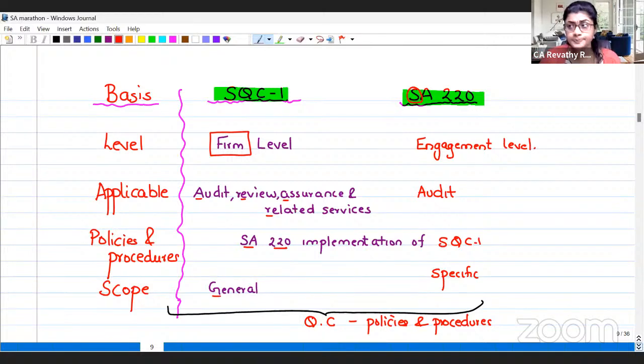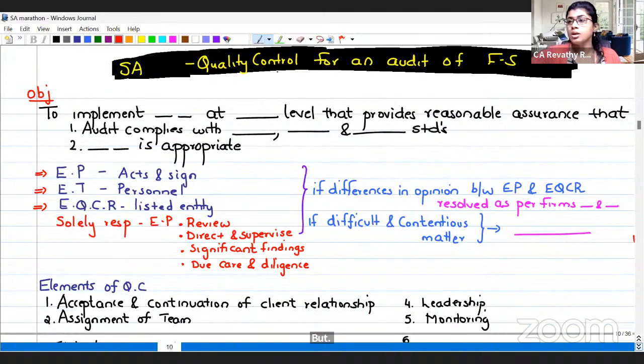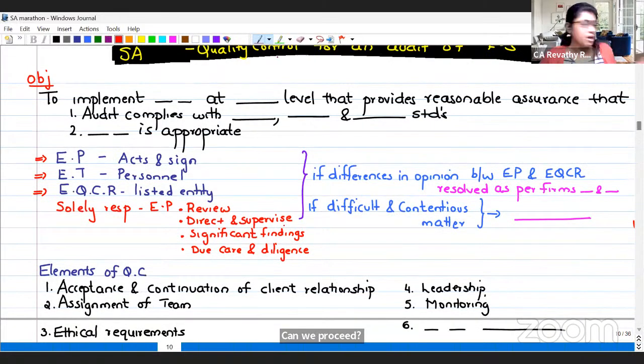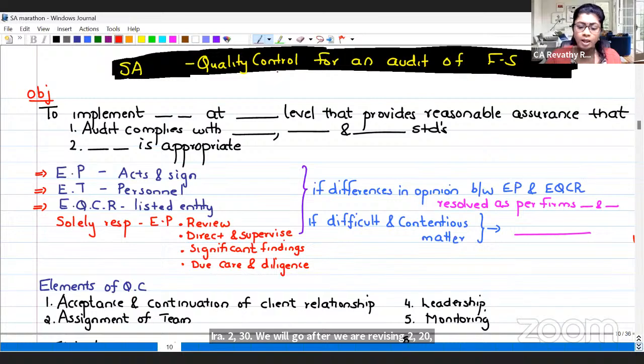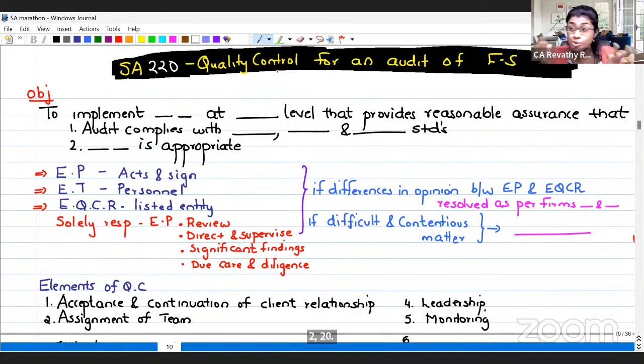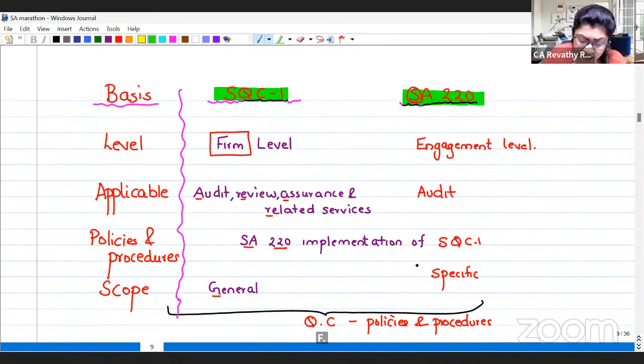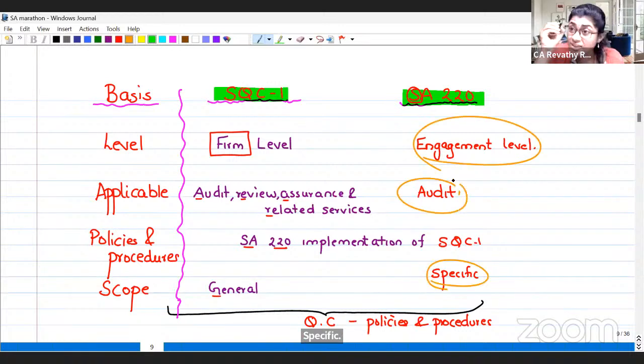So can we proceed? I've lost the flow. Which standard? 220. 230, we will go after we are revising 220, because this is not sufficient, right? We will go one more step in detail, 220. What is the name? Quality control for an audit of financial statements. You saw, it is specific. We said this is specific engagement level for the audit.